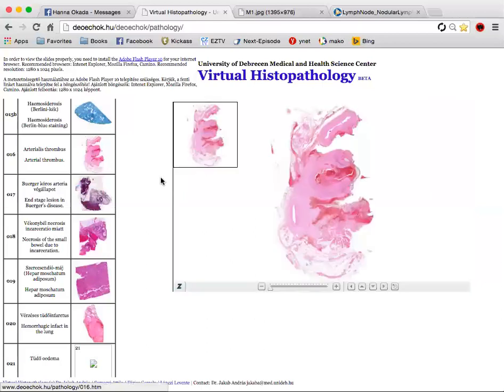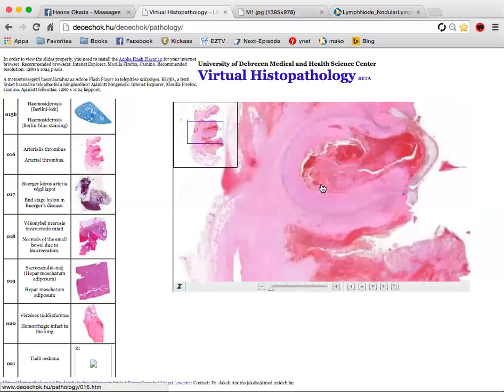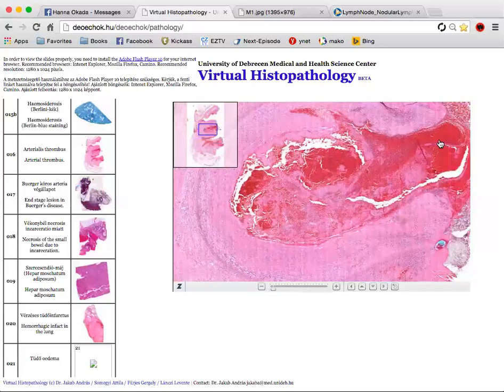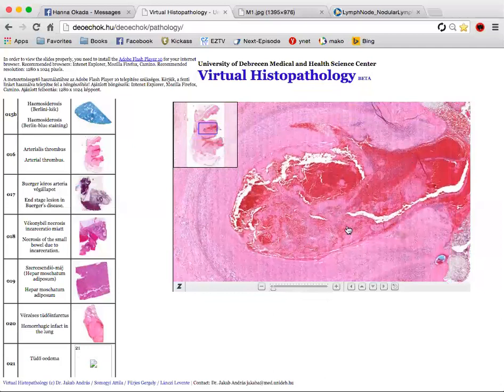All right, so next slide. This is an arterial thrombus. So this is the artery, and you can see that the wall is thickened. Inside, this is the thrombus. A thrombus will only be formed in a live organism, because you need all this activation of the coagulation cascade. If it's after death, it's called clots, not thrombi.